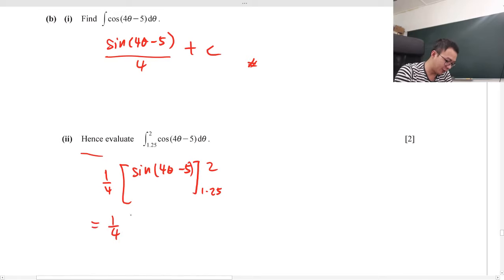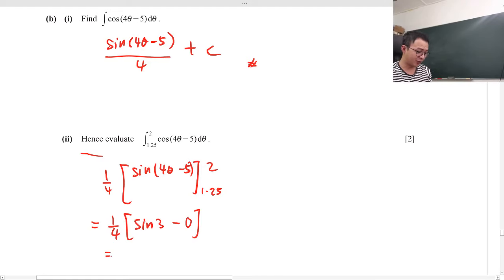Then, yeah, I will do some substitution. This is sine. Obviously, you should know this one is a radian because you don't see any degree sign here. So it is automatically radian. So therefore, I have 8. So I have sine 3 minus 1.25 times 4 is equals to what? My brain just can't function. 5, yep. So 5 minus 5 is 0. Okay, so it's just sine 3 divided by 4.